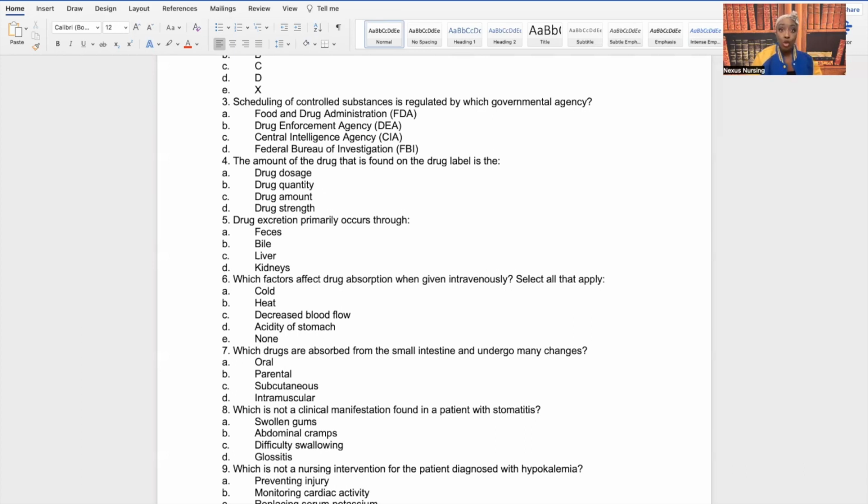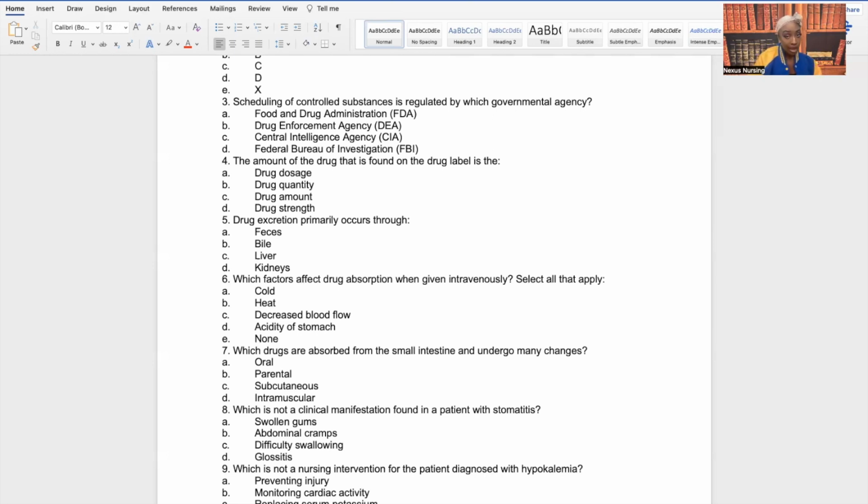And that's why we're so careful. If a patient's kidneys are not working properly, we're very careful with medications because that means they're not going to be excreting that medication properly, which means they're going to be at higher risk for a toxic level of that medication. Number six, which factors affect drug absorption when given intravenously?